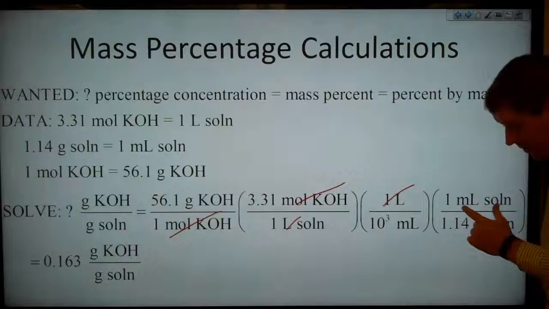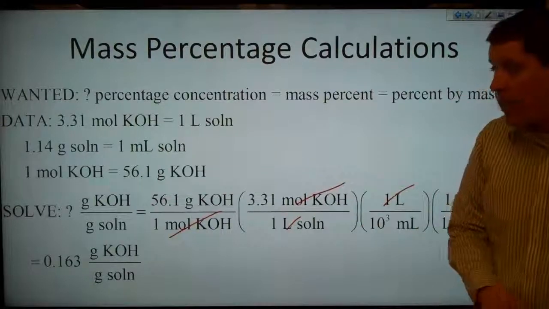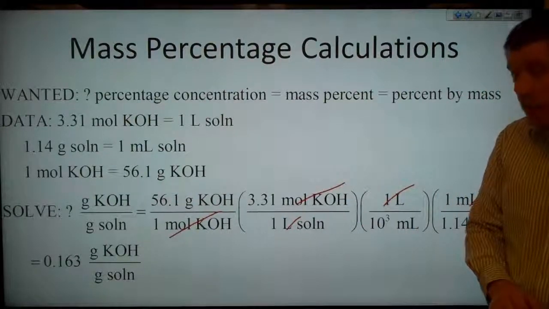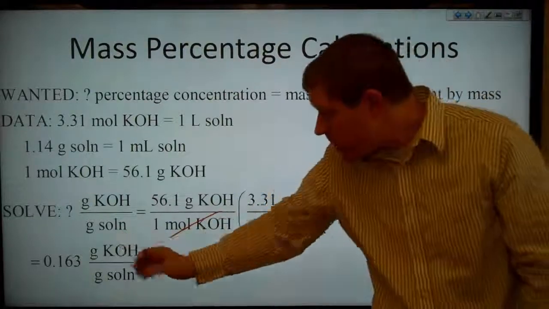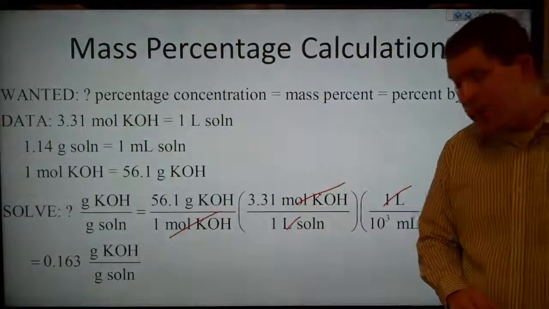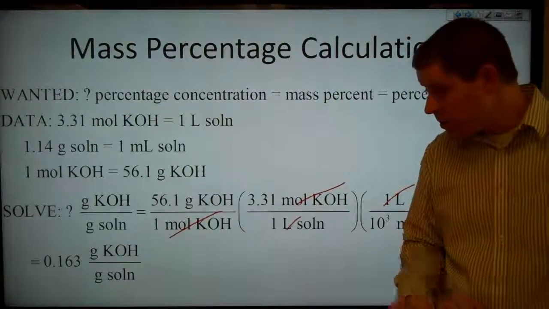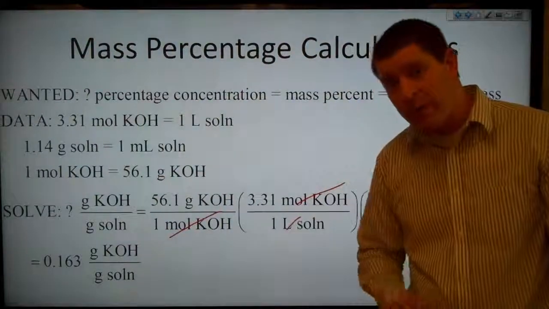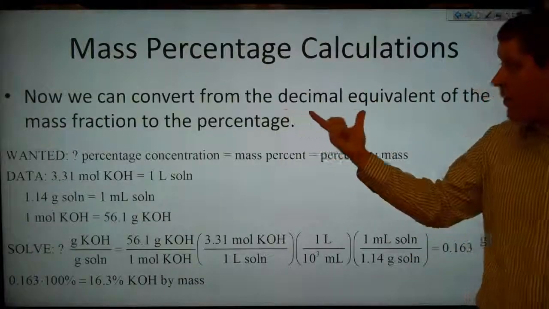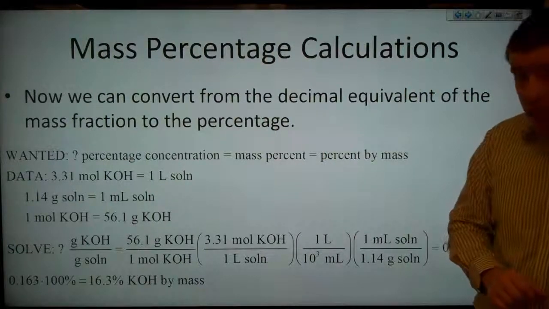And then we want to get rid of milliliters of solution and convert to grams of solution from our density here, 1.14 grams of solution equal 1 milliliter of solution. And when we work out the math, it equals 0.163 grams of potassium hydroxide divided by grams of solution. So 0.163 grams of potassium hydroxide per gram of solution. And now we can convert from our decimal equivalent of the mass fraction to the percentage.